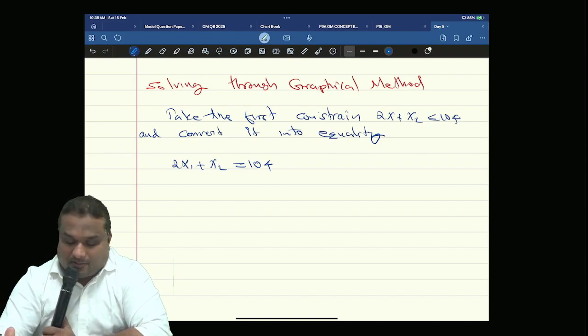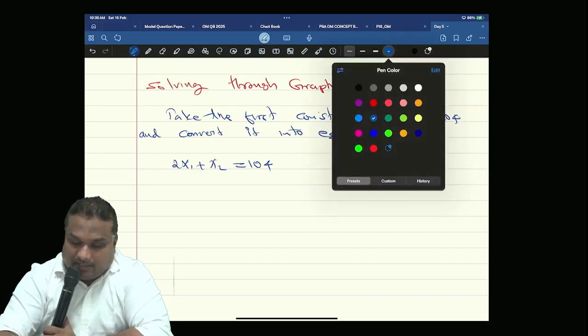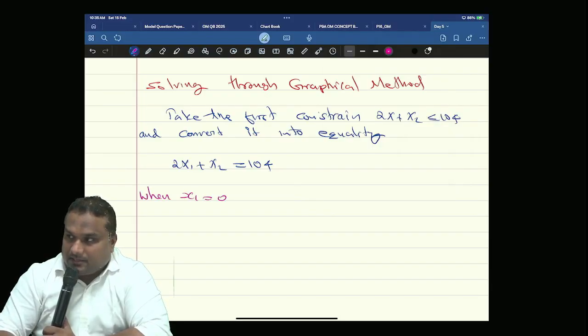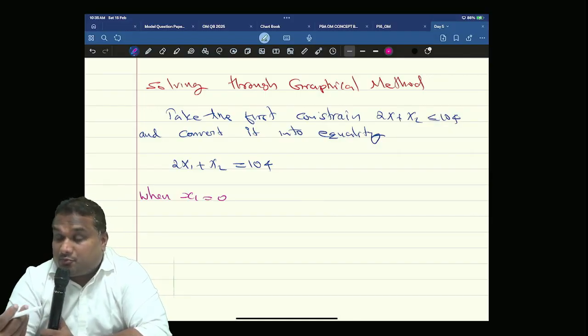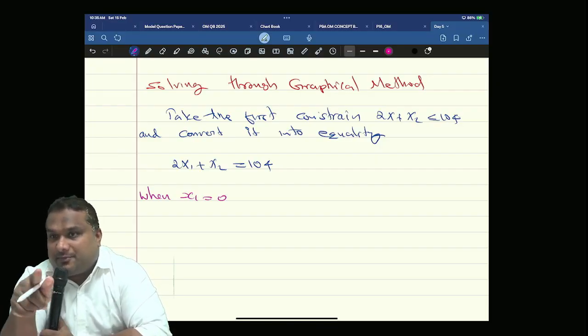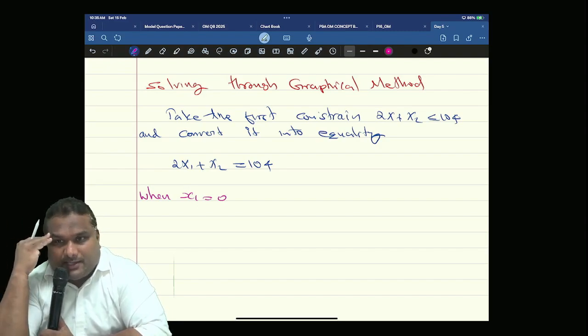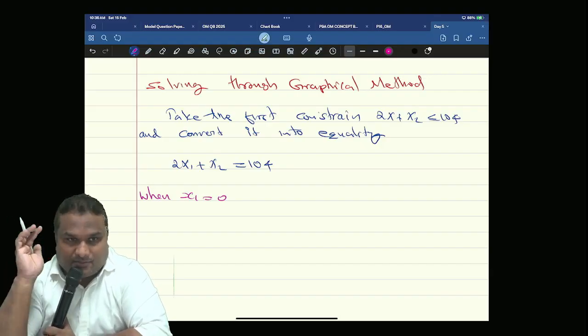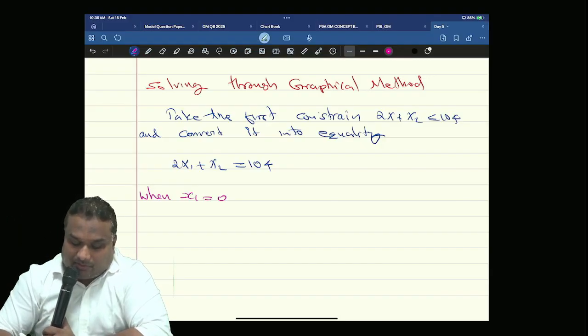Correct? Now write down on the bottom: when x1 equal to 0. Next we are going to put x1 equal to 0. x1 equal to 0 means the first product, lamp A, we are not producing. All the products made by the company are type B only. Then what is the maximum possible production? That is what we are checking. Understood?